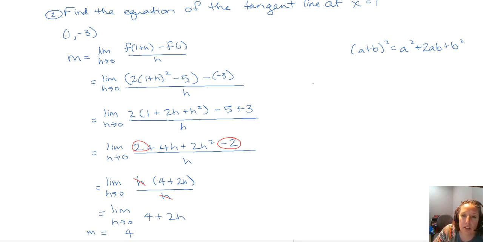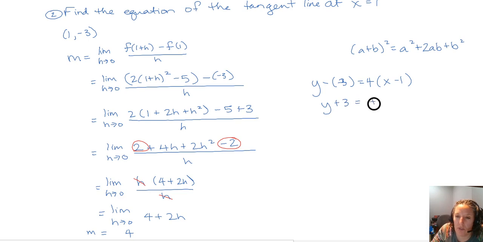We have our point. We can plug into our formula y minus y1. So y minus a negative 3 equals our slope of 4 times x minus 1. Y minus a negative 3 is y plus 3. Distributing that 4, we get 4x minus 4. And then when we subtract 3, we get 4x minus 7.